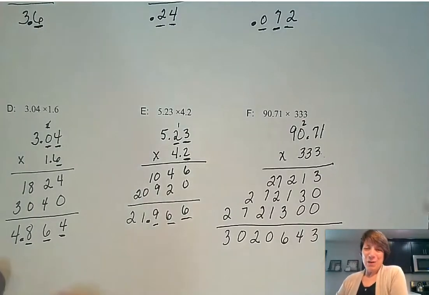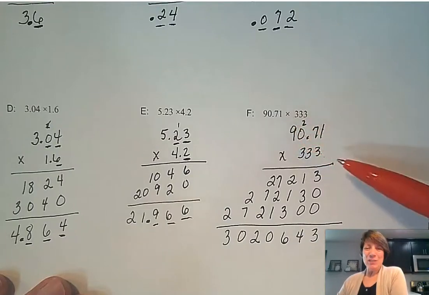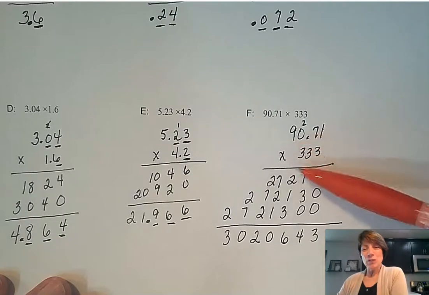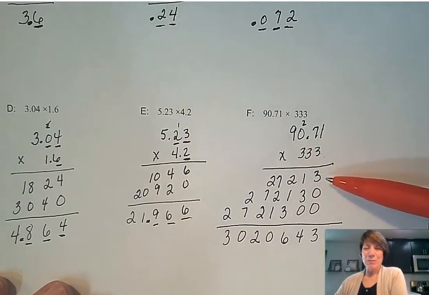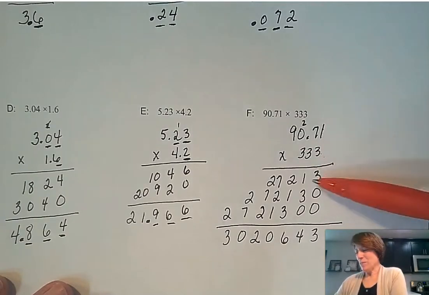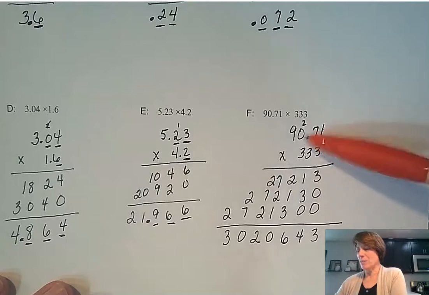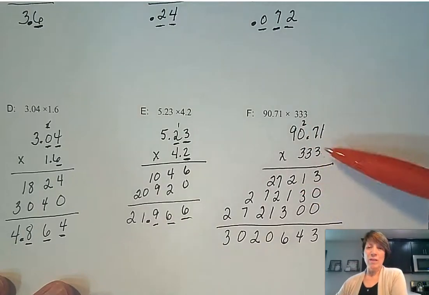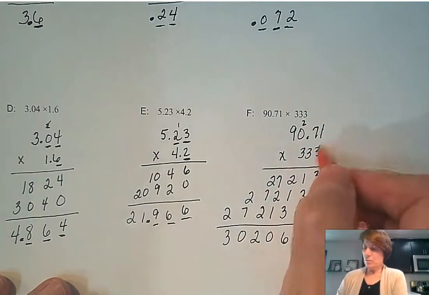Okay, for our last problem here, and it's a long one, we've got 90 and 71 hundredths times 333. So again, number with the shortest amount of digits on the bottom. Now the nice thing is I'm just multiplying by 3 over and over again. So 3 times 1 is 3, 3 times 7 is 21, put my 1 down, carry my 2. 3 times 0 is 0, plus 2 is 2, and then 3 times 9 is 27. Okay, so I took care of this digit, that one's done.